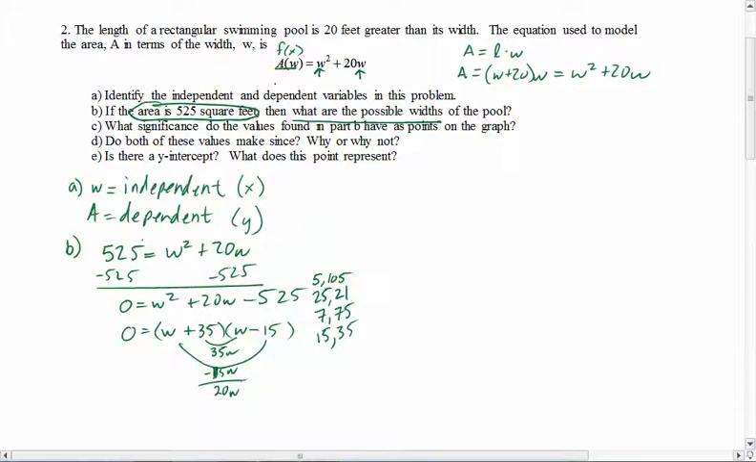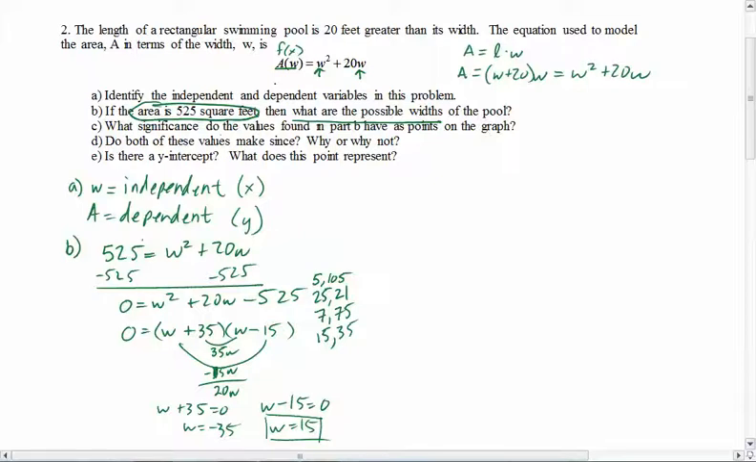So that checks out. So I've got it factored, which means that W plus 35 equals 0, or W minus 15 equals 0. So W equals negative 35, and W equals 15. The only one of those that makes sense is W equals 15. So if the area is 525, that means the width has to be 15.